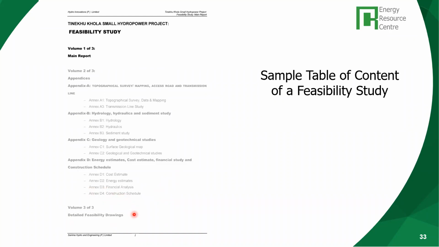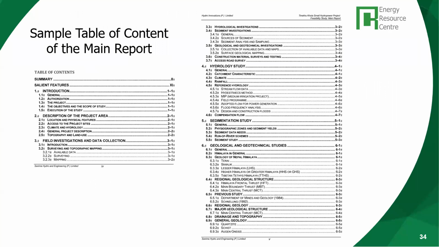The one I showed you is for mini hydro projects, but for medium and large hydro, these drawings are in even more detail. Okay, so this is just a sample main report. This is for projects larger than 1 megawatt, so it's slightly different from the one I showed you for mini and micro hydro. Basically, you have the salient features, then the introduction, the description of the project area, and what the field investigation and data collected were, like the topographical map survey I showed.